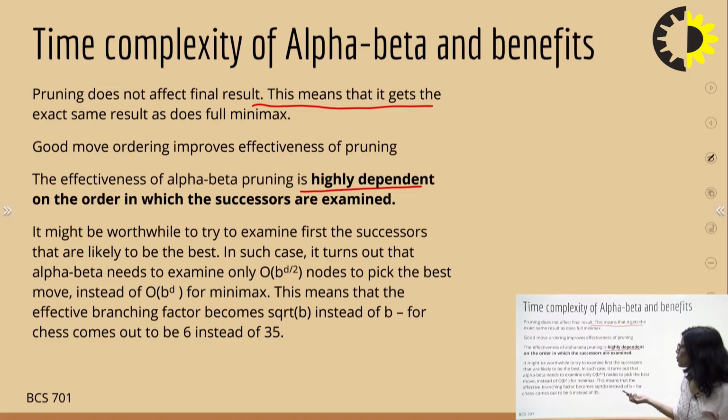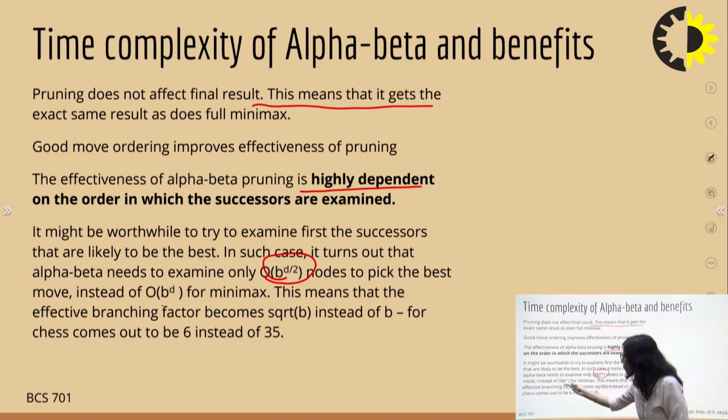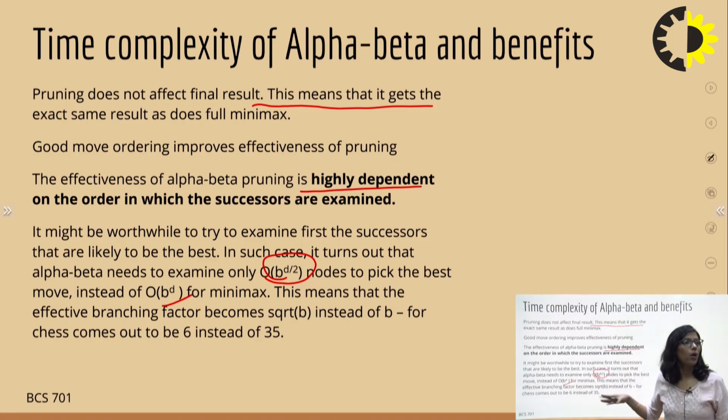In the best case, the search space will be divided by 2, that is, order of b to the power d by 2, instead of b to the power d. This is for the best case scenario. Also, our branching factor will get reduced. So that was alpha beta pruning.